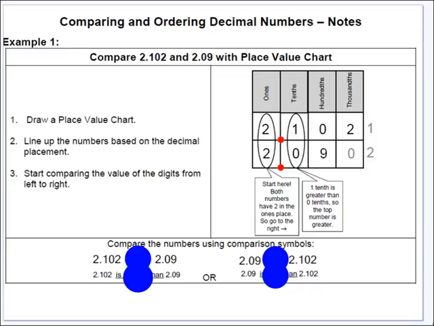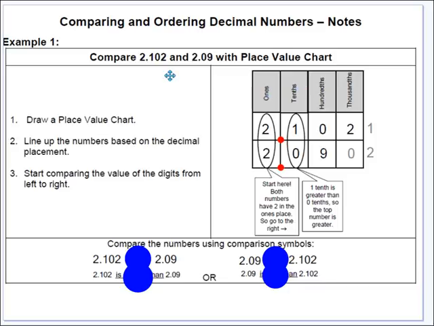And now we're going to compare and order decimal numbers, which is exactly the same as comparing and ordering whole numbers. We just have that decimal portion, so don't let the decimal portion bother you. Just think about the values of the digits in each place value. You still, with decimal numbers, put your numbers into a place value chart and compare the values of each place value from left to right. Nothing has changed from whole numbers to decimals.